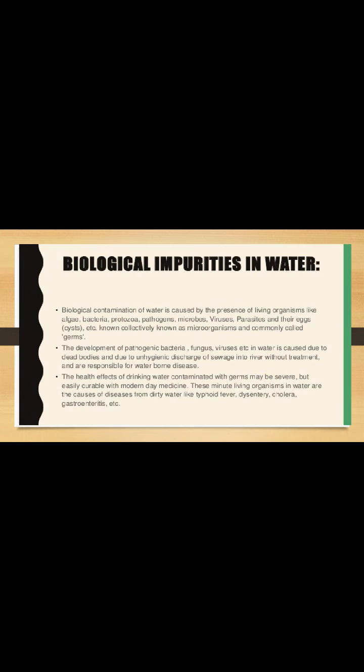Next, the biological impurities in water. The third impurity is also important. Biological contamination of water is caused by the presence of living organisms like algae, bacteria, protozoa, pathogens, microbes, viruses, parasites, and their eggs, collectively known as microorganisms and commonly called germs. The development of pathogenic bacteria, fungi, and viruses in water is caused by dead bodies and by unhygienic discharge of sewage into rivers without treatment, and they are responsible for waterborne diseases. The health effects of drinking water contaminated with germs may be severe but are easily curable with modern medicines. These living organisms in water cause diseases from dirty water like typhoid fever, cholera, and gastroenteritis.